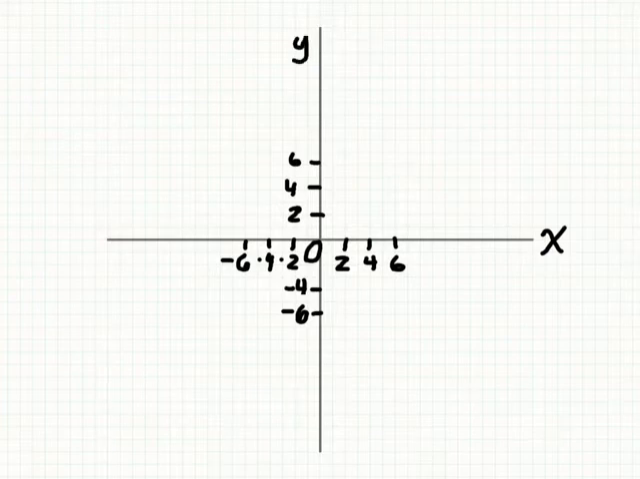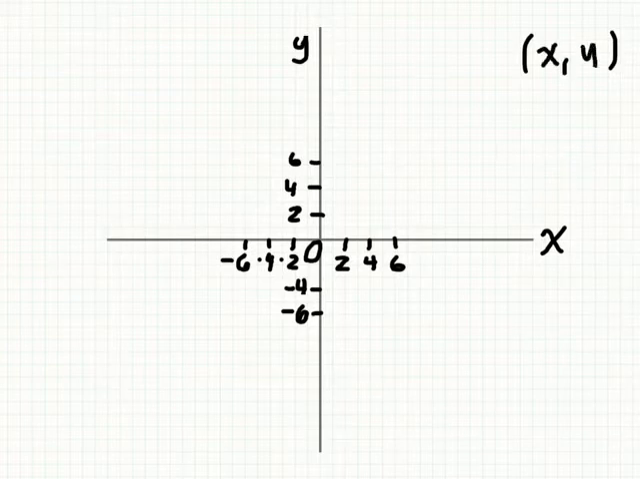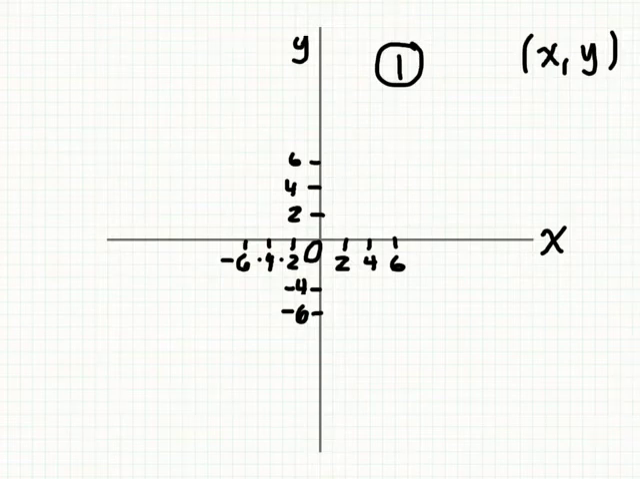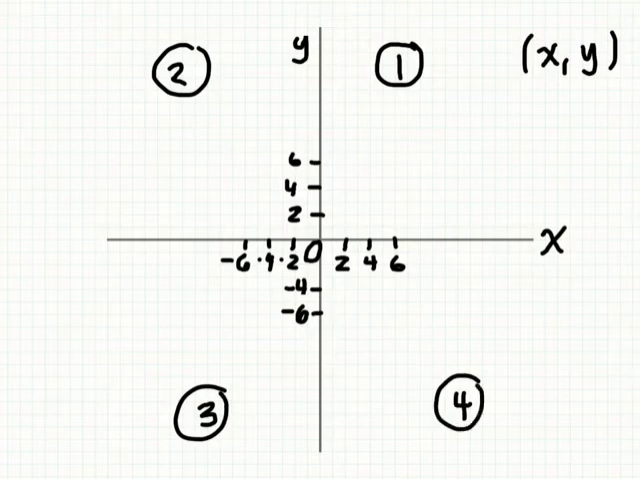Anytime you plot a point on the graph, how do you read a coordinate? How do we read one? X, Y. Always X, Y. Think of the alphabet. X comes before Y. In this coordinate plane, we have 4 quadrants. What's a quadrant? So this is quadrant 1. This is always referred to as quadrant 1, quadrant 2, quadrant 3, quadrant 4.